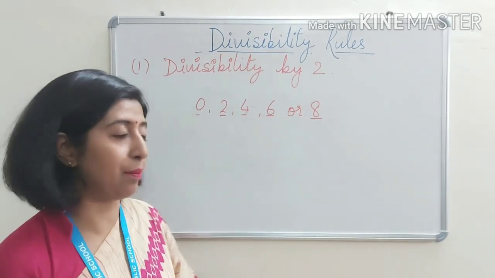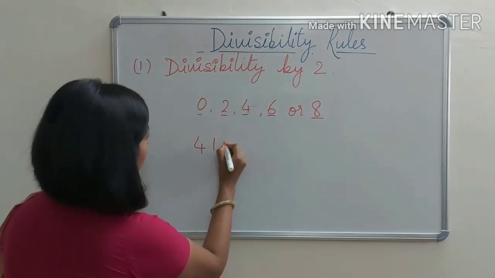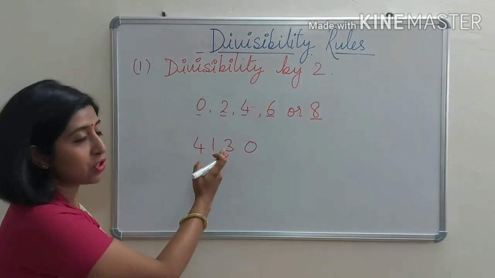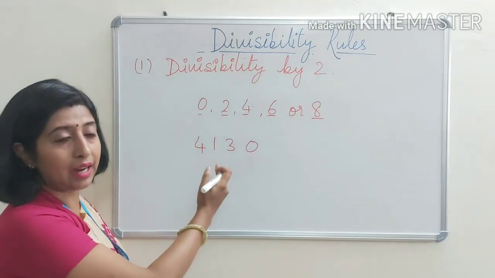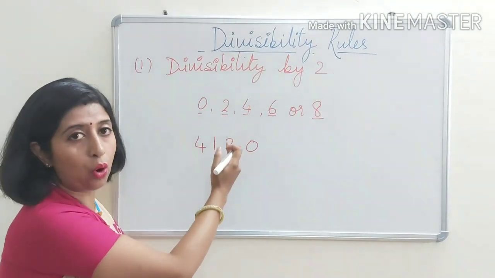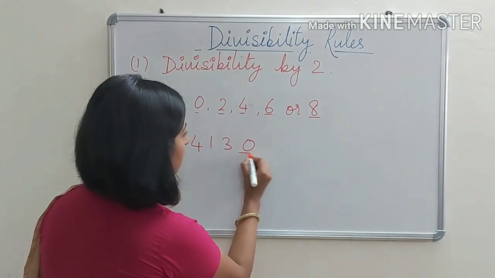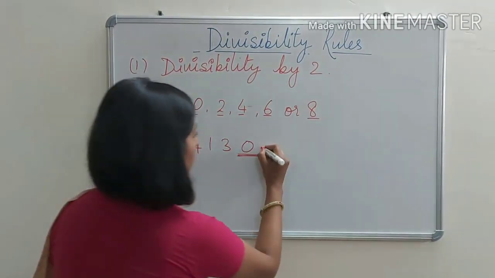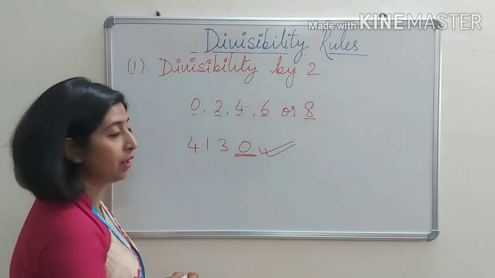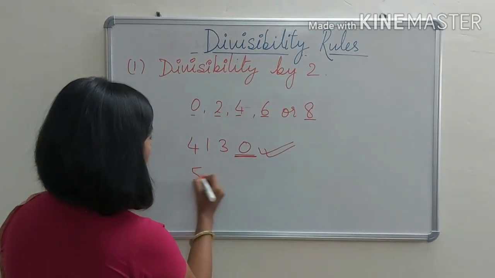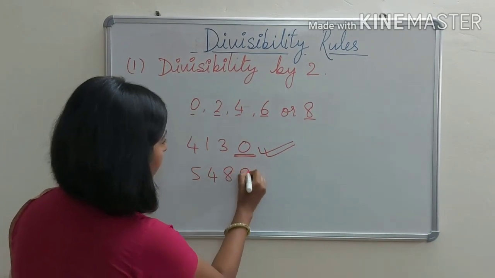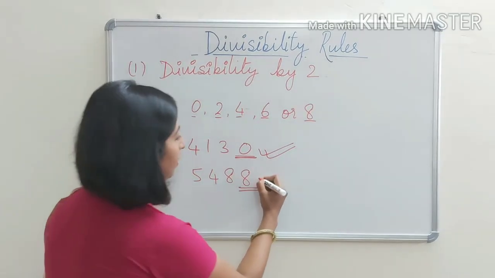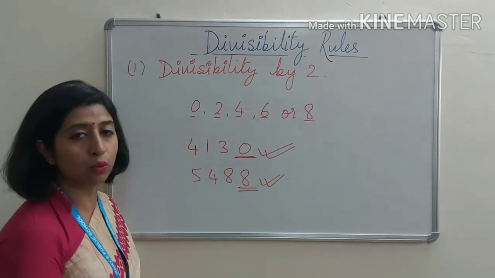Let's see some examples. 4130. This is a big number, but we can just see and tell whether this number is divisible by 2 or not. What we have to do? We have to see this ones place digit. This is 0. So, this number is divisible by 2. Let's take one more number, 5488. Here also the ones place is 8. So, this number is also divisible by 2.